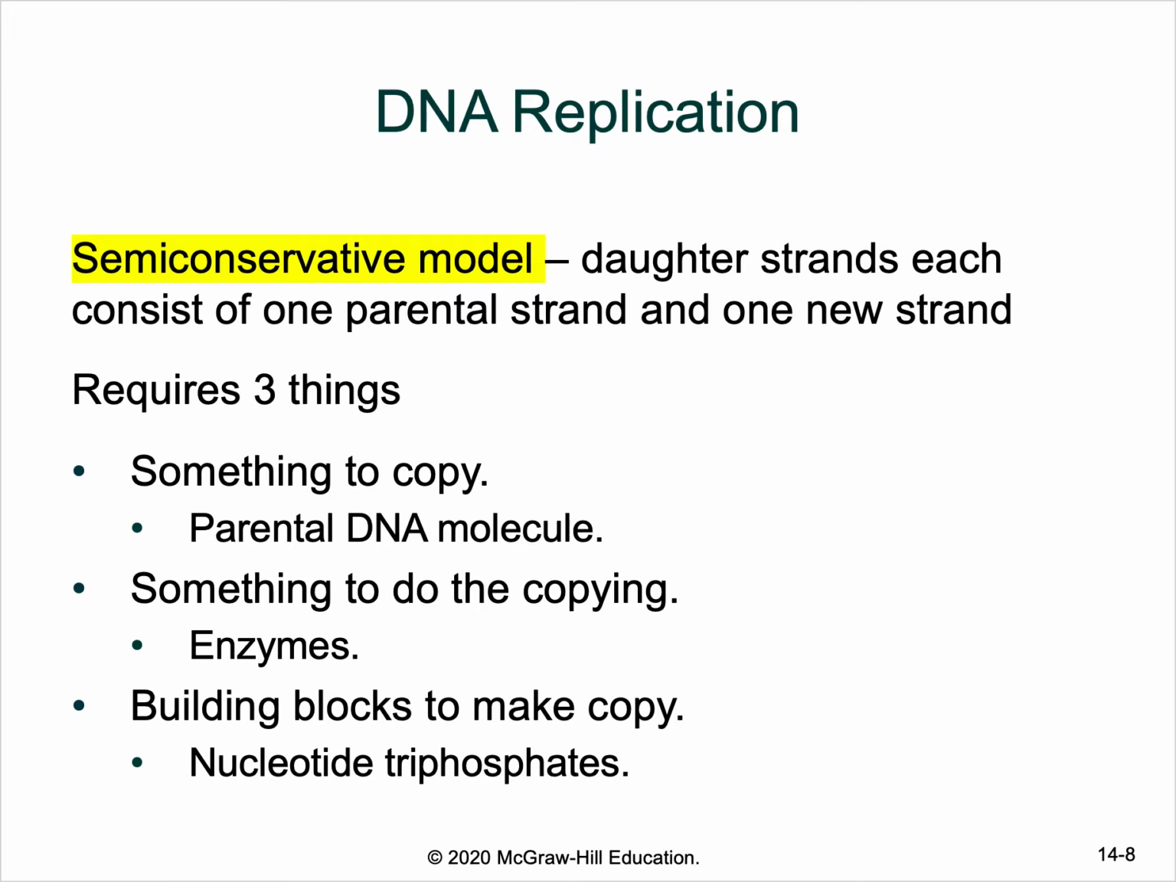When DNA is being replicated, the way that it's replicated, we refer to that as semi-conservative. There were 2 other types that were proposed, but they were not found to be conclusive. So DNA replication does occur in a semi-conservative way, meaning that the daughter strands consist of 1 parent strand and 1 new strand. For this process to occur, you need something to copy, which is the parental DNA. You need enzymes to help, and then you also need the nucleotide triphosphates, which are building blocks.